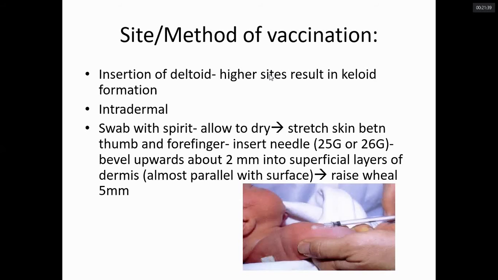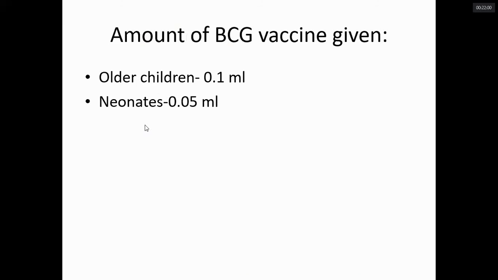So it is a method of vaccination. It is inserted in the deltoid. According to IAP, in India it is inserted in the left arm, but in Nepal it is in the right arm, intradermal, and a 26 gauge needle is used. So after vaccination, these are the normal reactions.